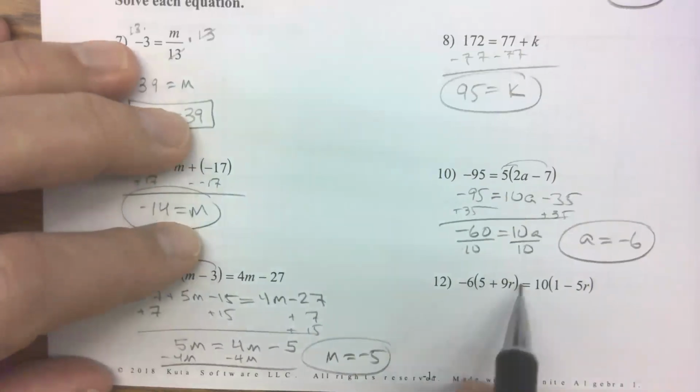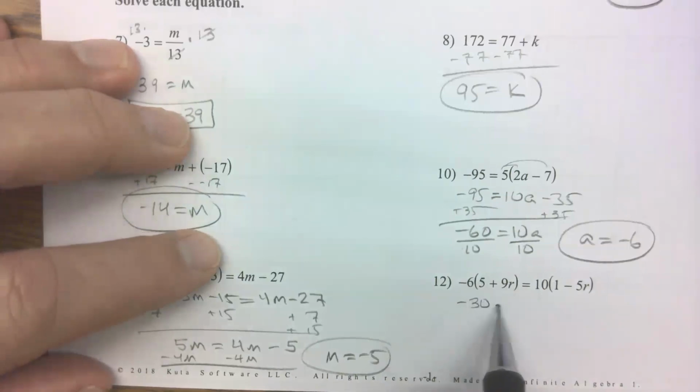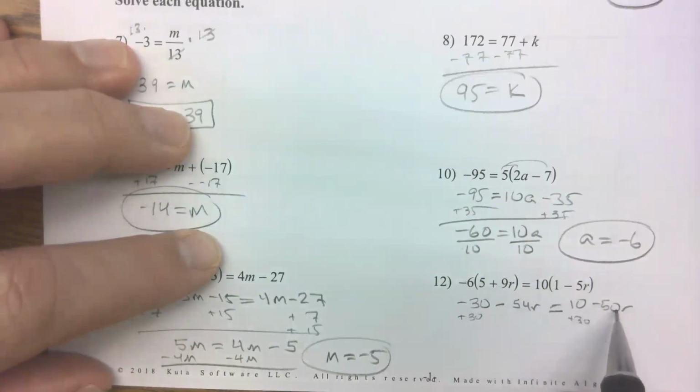All right, more distributive property here. Negative 30 minus 54r equals 10 minus 50r. All right, so let's bring the constants over here. This is a negative 30, so we'll do a positive 30. This is a negative 50r, so we'll move that over here. So that's going to be a positive 50r. This goes away. This becomes negative 4r. This becomes 40. This goes away.